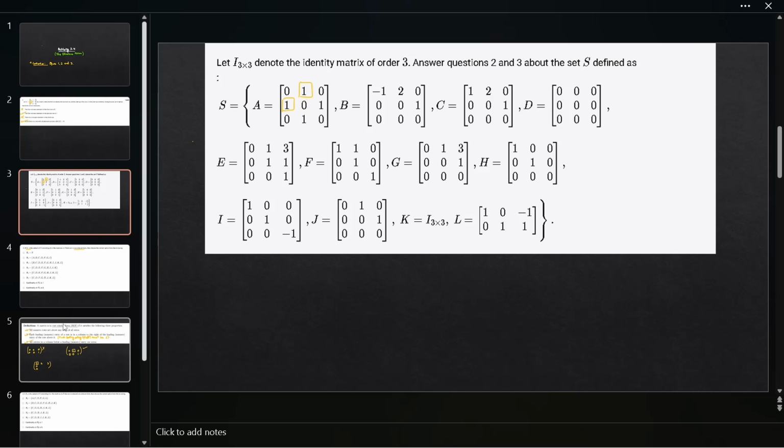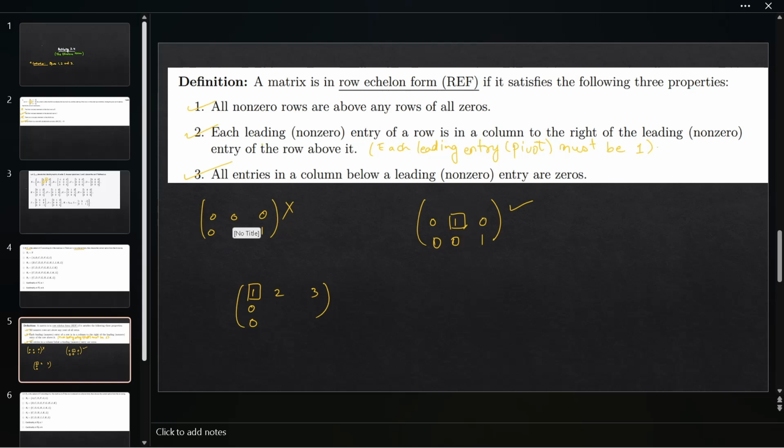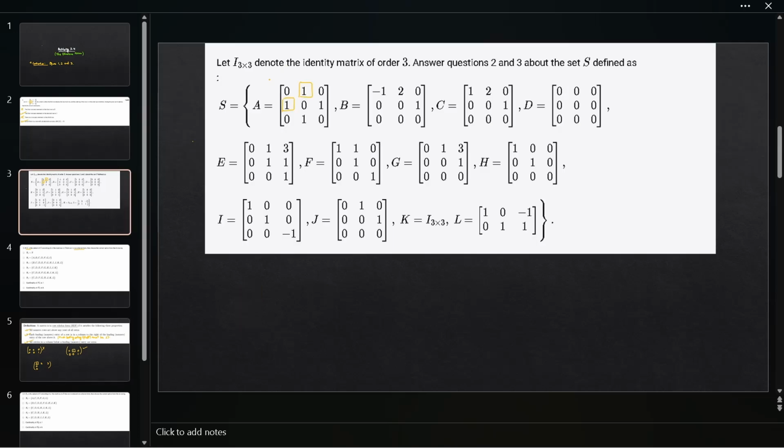Okay, so this does not satisfy property number 2. Hence, it is not in the REF form. Talking about this, here the leading entry is -1, which is not 1, so it is not correct. Here the leading entry is 1. Then for the next row, the leading entry is 1. And the next row is a 0 row. It satisfies all the conditions. Hence, C is in the row echelon form.